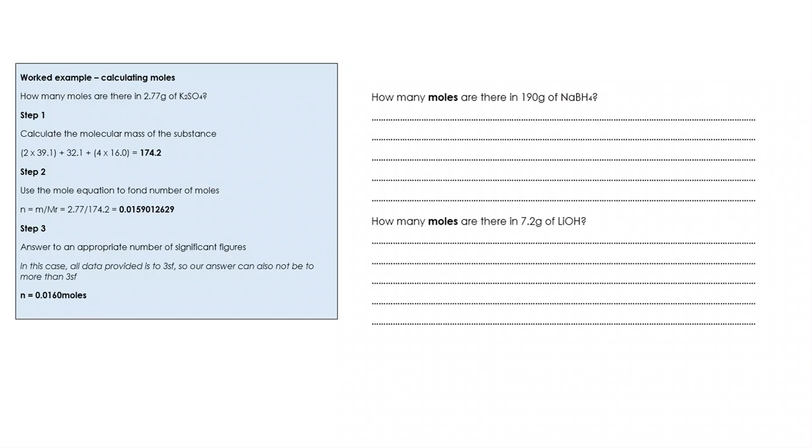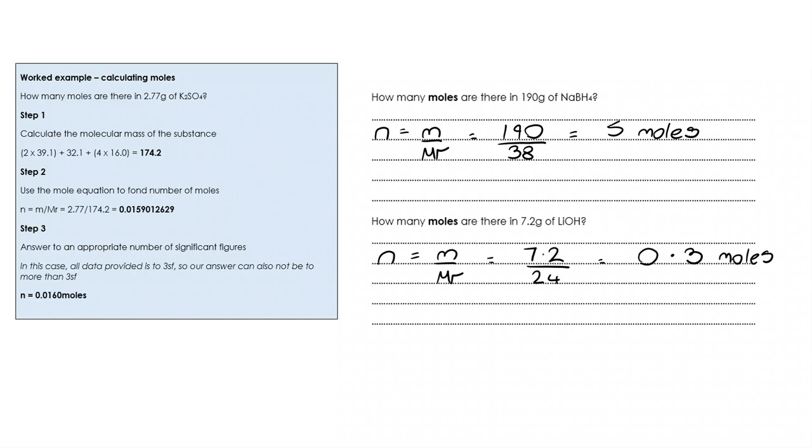So we've got a worked example on the left, and then a chance for you to do the calculations on the right hand side. Pause, give them a go, and then we can review. So in the case of how many moles are there in 190 grams of sodium tetrahydroborate, well, we've got 190 as our mass. We've got our MR is 38 when you add those together. So we get 5 moles of NaBH4. If we're looking at how many moles there are in 7.2 grams of LiOH, mass has been provided. Divide that by the MR, 24, we've got 0.3 moles.